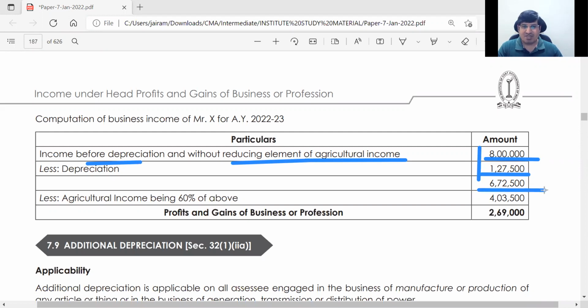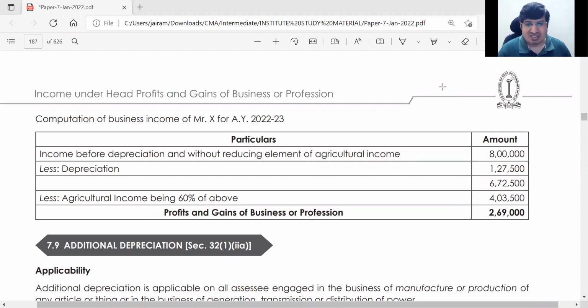Now whatever income is balance at the end, here you have to take 60% as agricultural income. So if 60% is agricultural income, then the other part, 40%, is PGBP. This is how it has to be computed. In both the methods, if you see, there will be a minor difference. There will definitely be a difference.